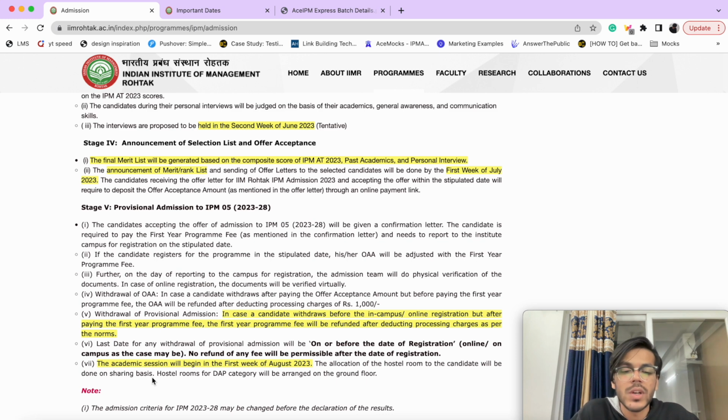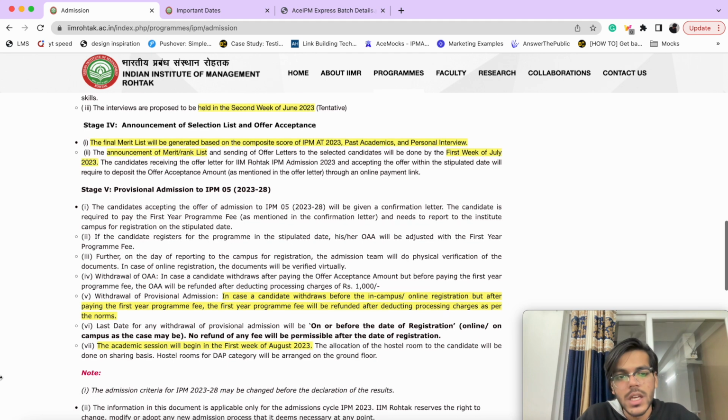However, in this year's case, what they have mentioned is that in case a candidate withdraws before the in-campus or online registration, but after paying the first year program fee, the first year program fee will essentially be refunded after deducting processing charges as per the norm. Over here, what is mentioned in the fourth point is that the processing charges are rupees 1000. So I'm assuming in this case also, it will be just 1000 rupees and the rest of the amount will be refunded to you, which is a big relief for people who might be keeping IIM Rohtak as a backup and they just managed to get into IIM Indore as well or any other college of their liking. The academic session will begin in the first week of August in the year 2023. So that is over there.